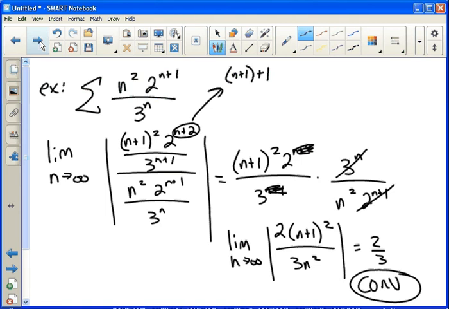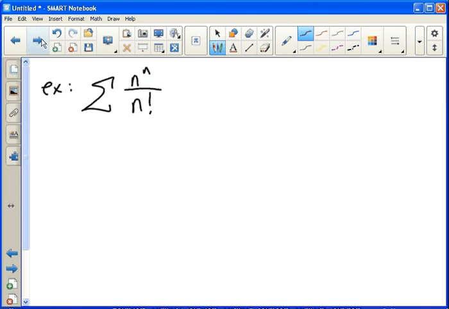Now we have this one, n to the n over n factorial. Just so you know, n raised to the n is pretty much the most powerful type function you'll ever run across. It's even faster than n factorial. So again, since we see a factorial, that's a good hint to use the ratio test. We put the original on the bottom, and on top we change all the n's to n plus 1.